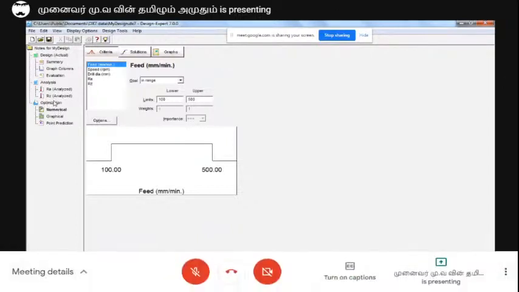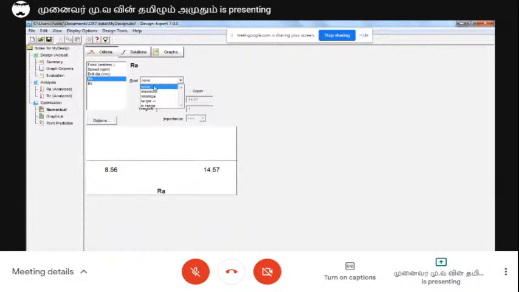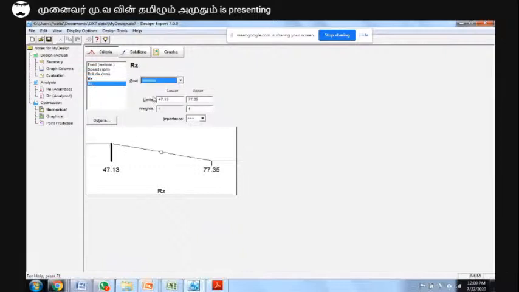Here, the default optimization tool available is the desirability function approach. This approach is called the desirability function approach. What is our need? Our need is to reduce RA. RA should be minimum. RZ also should be minimum. To get a quality component, both should be minimum.